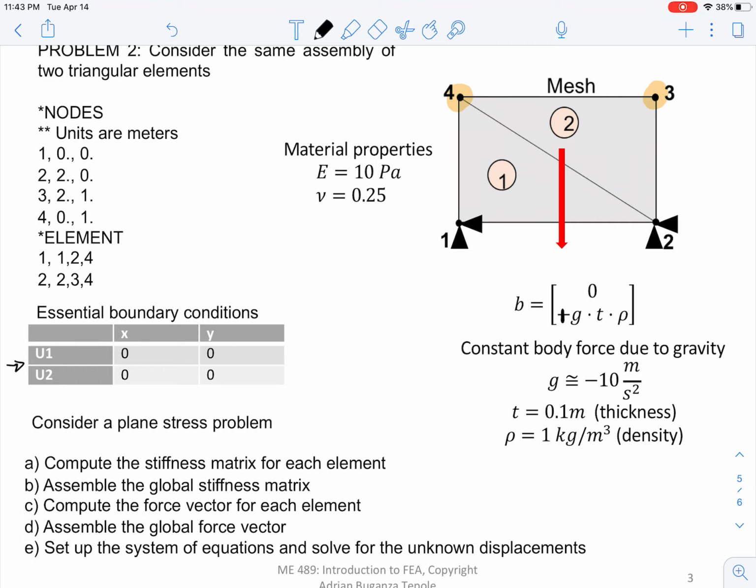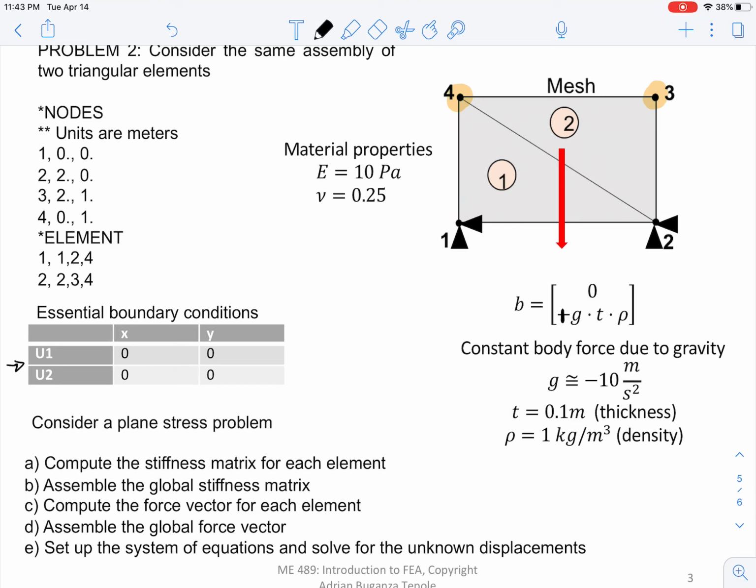And then what we need to do to solve this problem is compute the stiffness matrix for each element, then assemble the global stiffness matrix, compute the force vector for each element, and assemble the global force vector. And finally, set up the system of equations and solve for the unknown displacements.